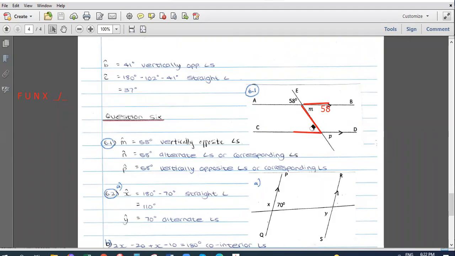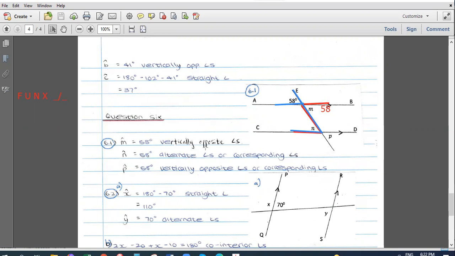The other reason why N could be 58 is because we have an F. So I'm going to show you an F in a different color. So we have an F here as well. So if you don't want to use the Z, you can always work with F. There's an F, and this is 58. So N will be 58. That's an F. So N is equal to 58 degrees.